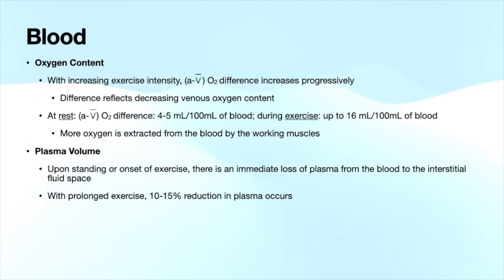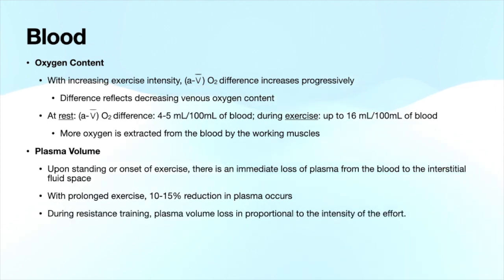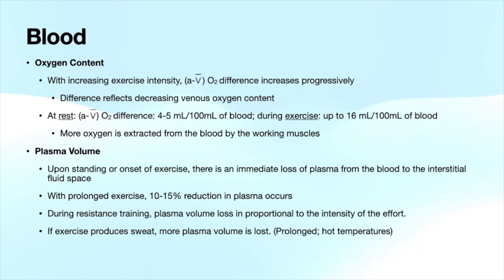With prolonged aerobic exercise, there is a 10 to 15 percent reduction in plasma. For resistance training, plasma volume loss is proportional to the intensity of the effort. So the more intense your exercise, or the heavier the weights you're lifting, the more plasma will be lost. And if you're exercising for a long period of time under very hot conditions, more plasma volume is lost.